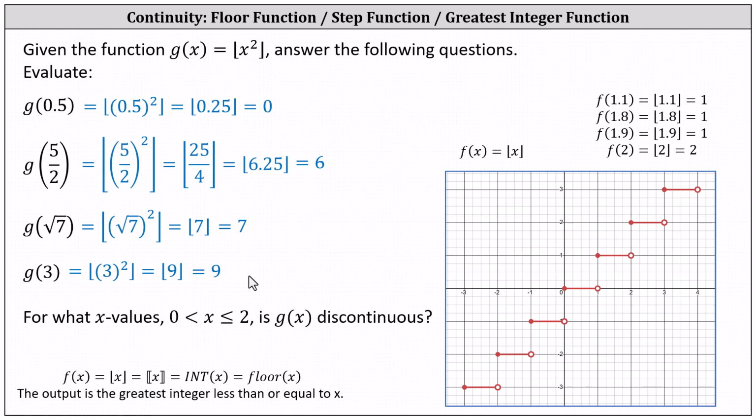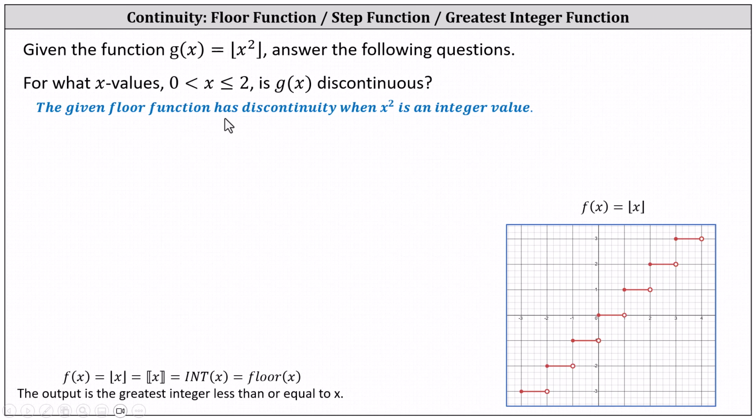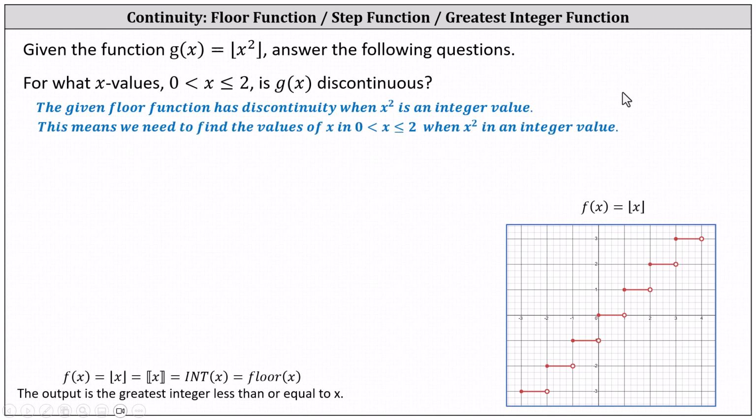For the next part, for what values of x, for x greater than 0 and less than or equal to 2, is g of x discontinuous? Let's work on this on the next slide. To begin, the given floor function has discontinuity when x squared is an integer value, for the same reason why for the basic step function we have discontinuity when x is an integer value. This means we need to find the values of x when x is greater than 0 and less than or equal to 2 when x squared is an integer value.